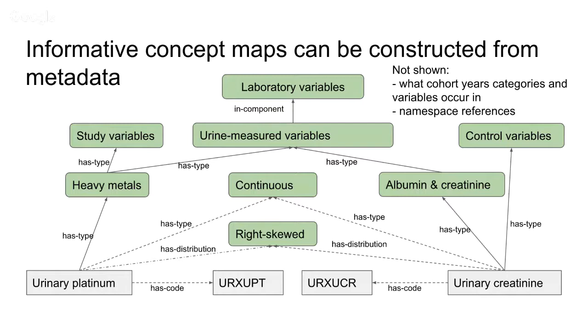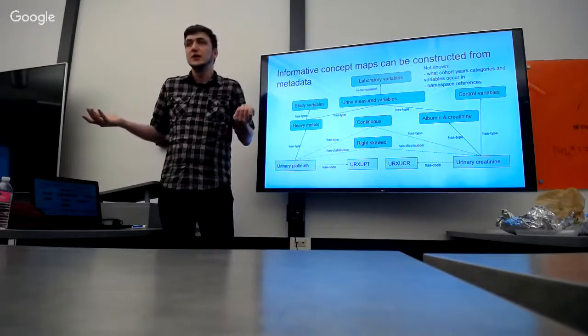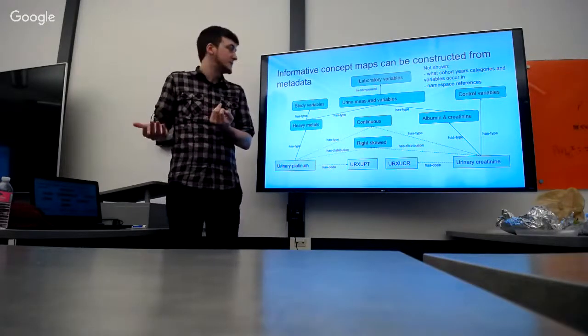If you look at the distribution of urinary platinum, you'll see that it's pretty right skewed. You'll also see that it's continuous. And so the continuous and right skewed suggest ways of handling the analysis. Then you can also group urinary platinum within larger groups. So you can say that urinary platinum is classified as a heavy metal. And so if you are looking at urinary platinum, you might want to step up and look at heavy metals in general, because maybe they behave similarly.